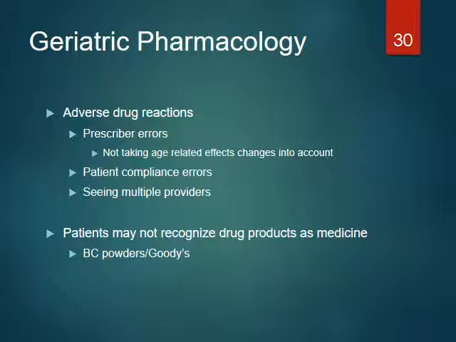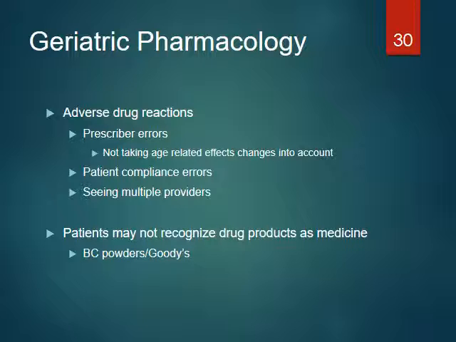Some errors that we can see lead to adverse drug reactions. Prescriber errors, where we are not taking into account age-related changes, can lead to some reactions. If we're not adjusting our doses appropriately based on organ function, or not changing how frequently we're giving medication, that can lead to issues. Keep in mind that you may start a patient on a medication at, say, age 60, and it's working well for them, but over time, as organ function changes and you don't adjust the dose as you go along, that can lead to problems down the road. Even though their dose has been the same for years, now all of a sudden it's a problem because they're not clearing it as well.